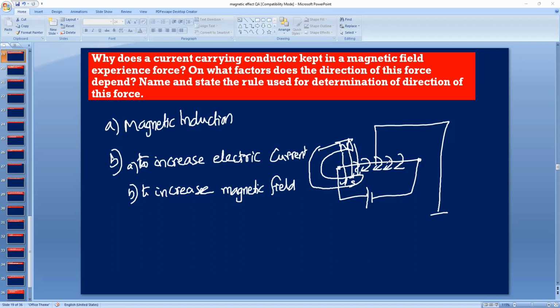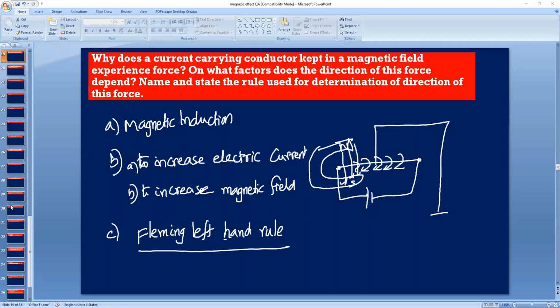Name and state the rule used to determine the direction of force. Fleming's left hand rule. According to the rule, the center finger is along the current direction, the index finger will give the magnetic field direction, and obviously the thumb finger will indicate the force direction. We can calculate this while using Fleming's left hand rule.